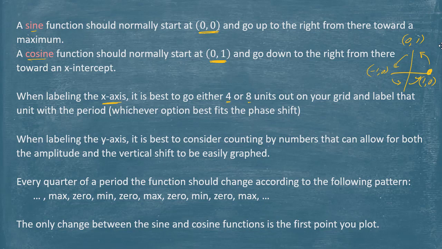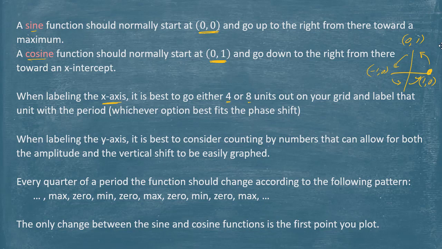The y-axis, generally speaking, is usually easier to label. It's just going to be my amplitude and maybe my vertical shift, and I just make sure that I count by numbers that help me easily identify each of those. So if I had a vertical shift of 2 and an amplitude of 3, I'd probably just want to count by 1s on my grid. That way I can account for both of those values. Counting by 2s would make the amplitude of 3 a little bit tougher to do, but let's say maybe my amplitude was 20 and I had a vertical shift of 5, it might make more sense to count by 5s instead. That way I can still account for both numbers relatively easily.